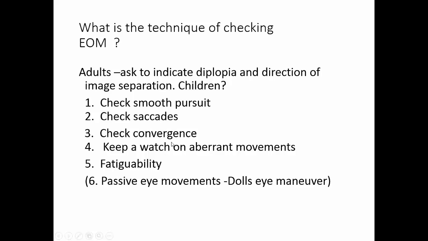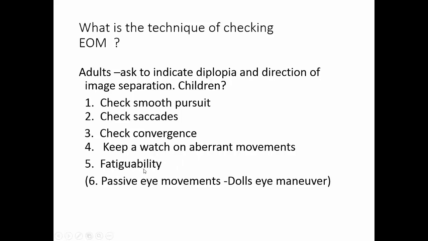Right. So while you are looking at extraocular movements, you have to keep a watch on any aberrant movements. You can get nystagmus or features of aberrant regeneration. I won't be discussing nystagmus because it is a very extensive subject. You probably learn it in neurology, but we'll be talking about aberrant movements. Then you have to look for fatigability, especially of the ptosis, and also of the extraocular movements.